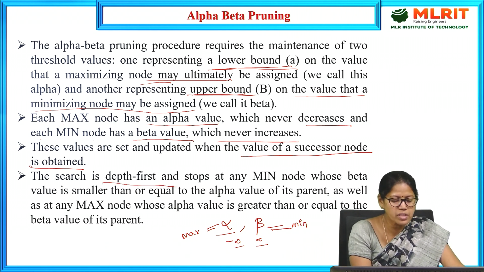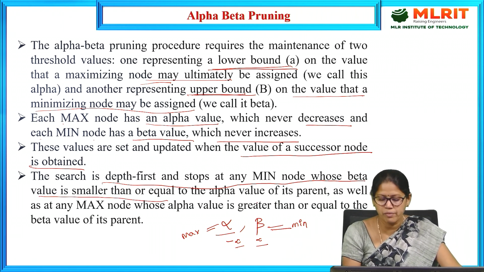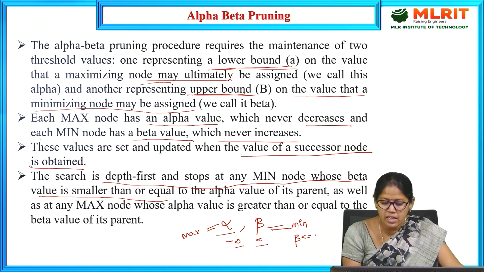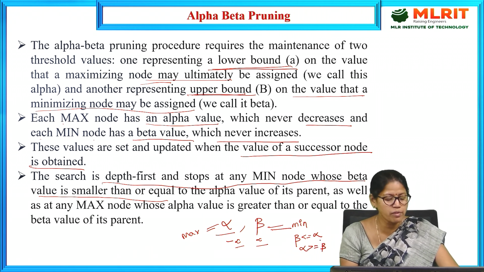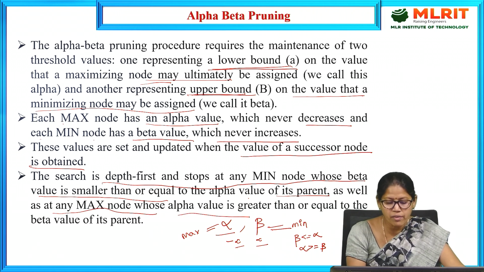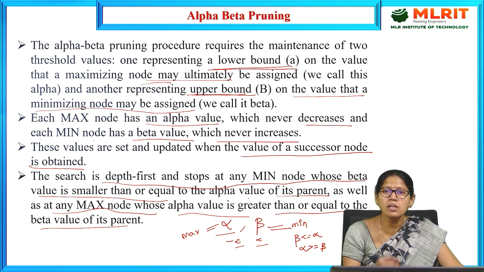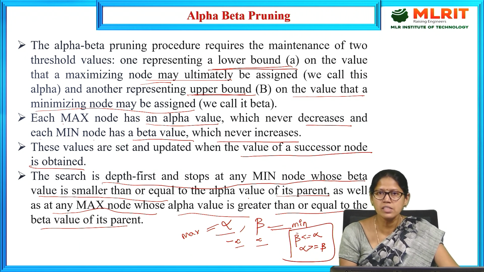The search is depth first and stops at any min node whose beta value is less than or equal to the alpha value of its parent, as well as at any max node whose alpha value is greater than or equal to the beta value of its parent. That is, prune when beta is less than or equal to alpha, or alpha is greater than or equal to beta. It checks the current node against the parent node; if the condition is satisfied, it stops exploring and prunes those nodes.